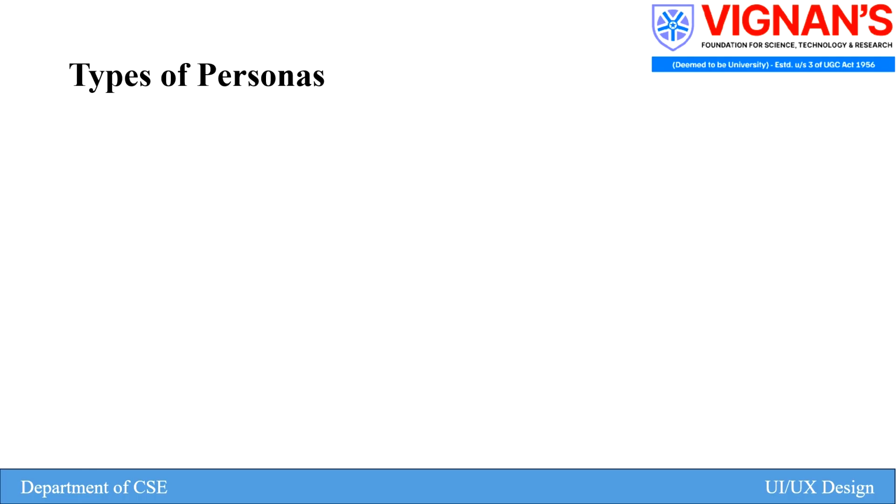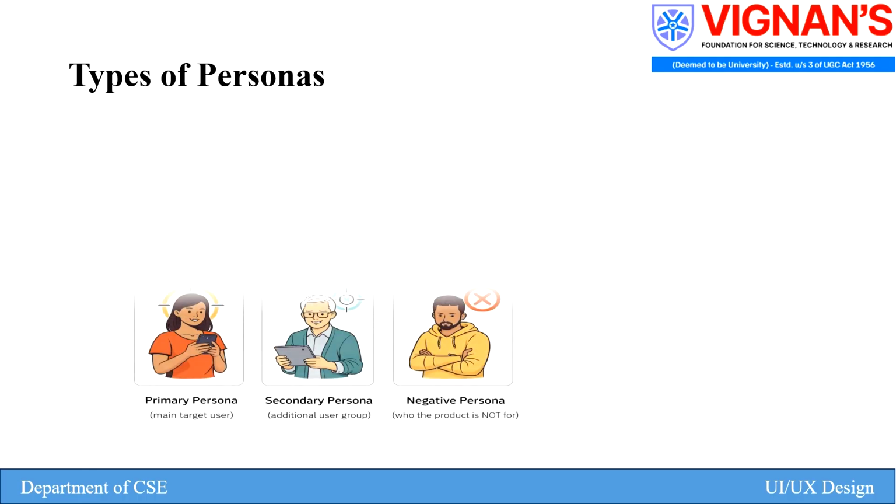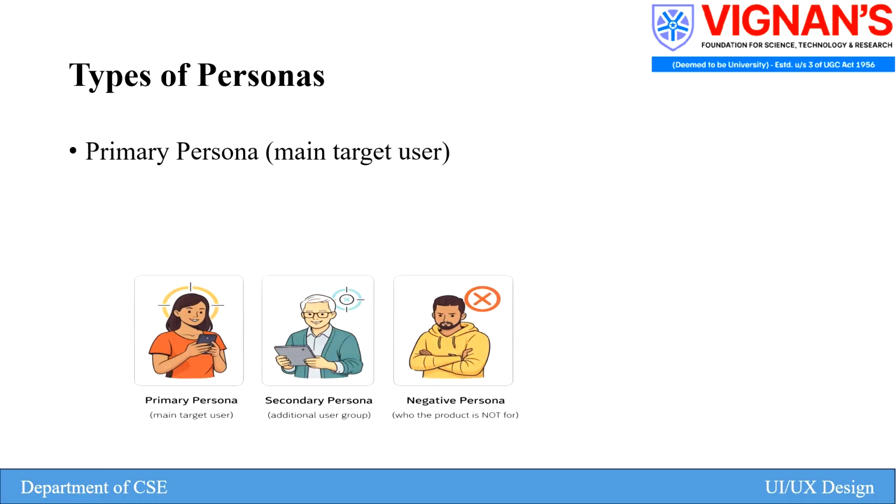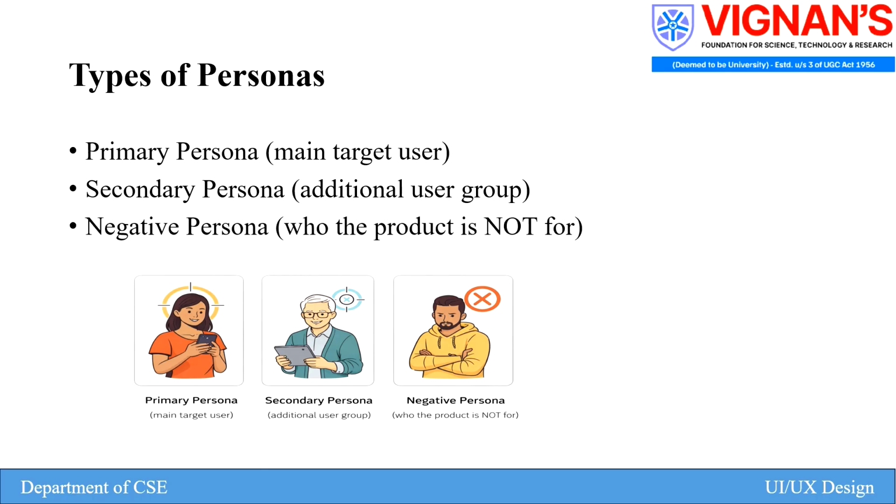Types of personas. There are mainly three types. Primary persona. These are the user profiles of main target users. Secondary persona. These are the profiles of the users who use the product occasionally and who are not the primary target audience. Negative persona. These are the user profiles who are never going to use the product.